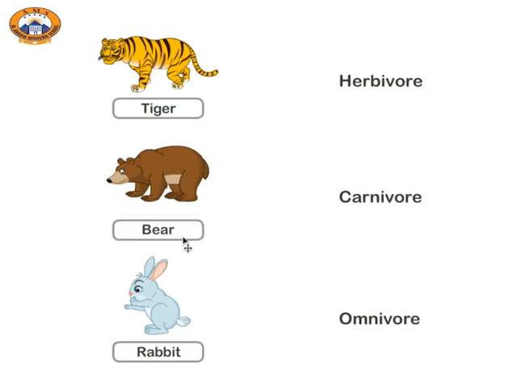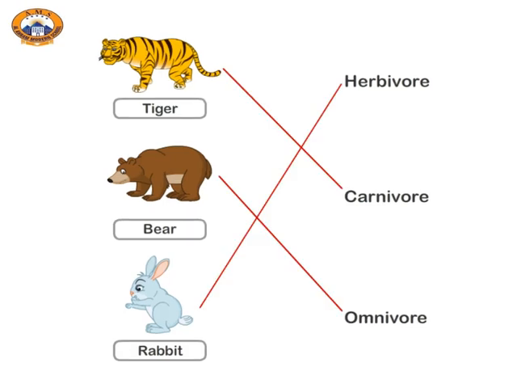What about the bear? As we said, the bear can eat both meat and plants, so the bear is an omnivore. The last one is the rabbit. We all know that the rabbit likes to eat carrots. Carrots are plants, so the rabbits are herbivores because they eat plants only. So if we match each animal with its group, we know that the tiger is a carnivore, the bear is an omnivore, while the rabbit is a herbivore.